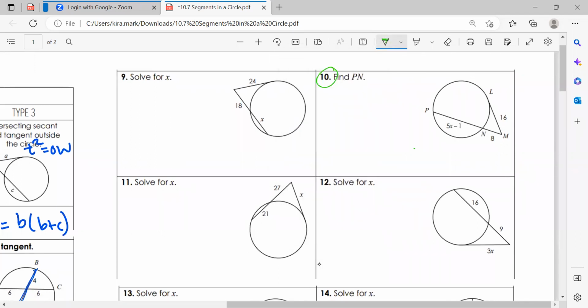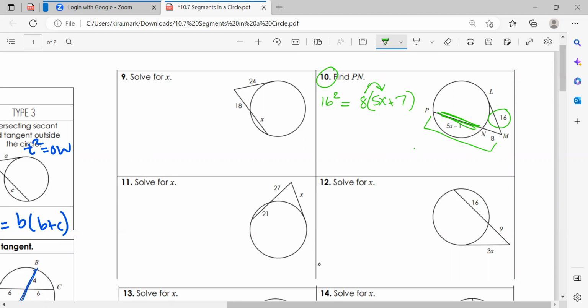Okay. So Pn is what we're looking for. So we're going to plug back in and find that segment right there. Outside bit times the whole thing equals outside bit times the whole thing. The whole thing is the outside bit, so we just square it. 8 is my outside bit, the whole thing. 5x, and then combine the negative 1 and the 8. Negative 1 plus 8 is positive 7.